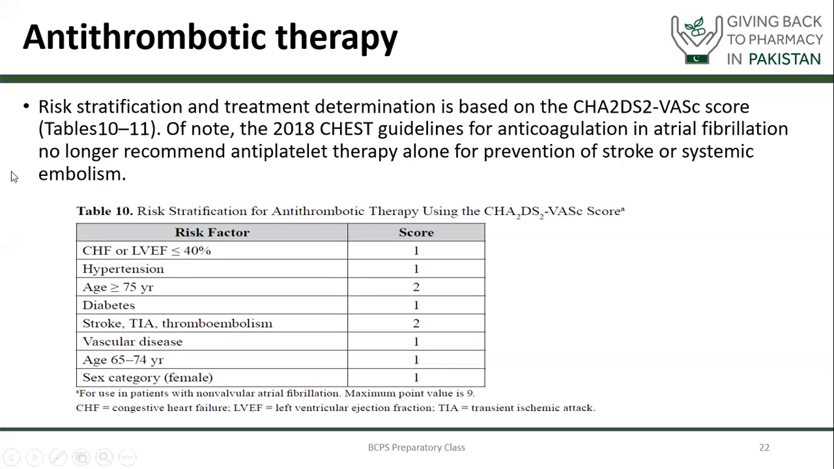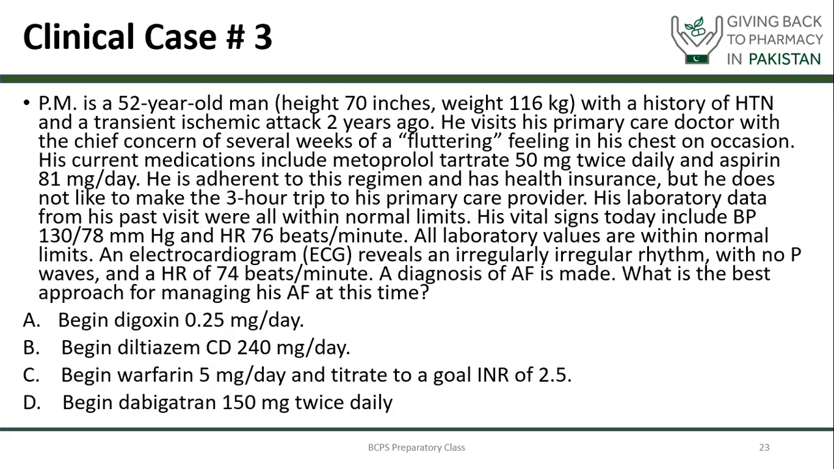So in this way, you will calculate the score: congestive heart failure or left ventricular ejection fraction less than 40% has 1 score, hypertension has 1 score, age 75 and above has 2 scores, diabetes has 1 score, stroke or transient ischemic attack or thromboembolism in the past has 2 scores, vascular disease has 1, age 65 to 74 has 1, sex category has 1, female. So most of the time, 1 or 2 questions are always from this chart. That's why I have put this one, one question we can discuss.